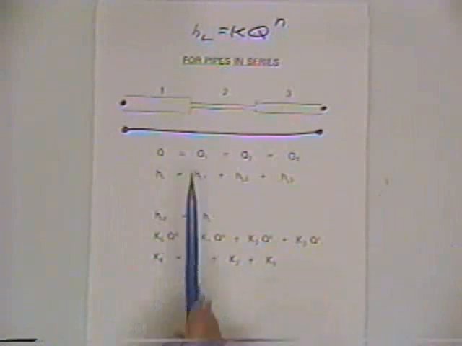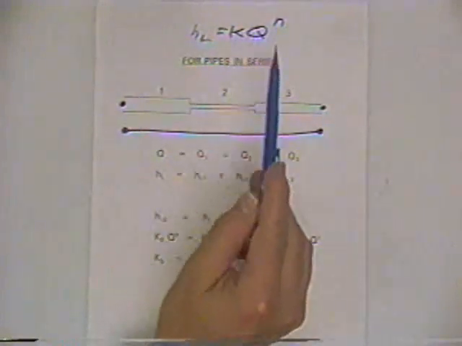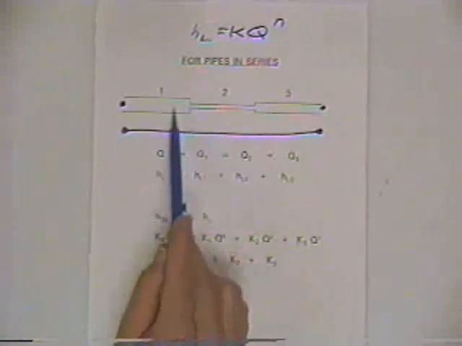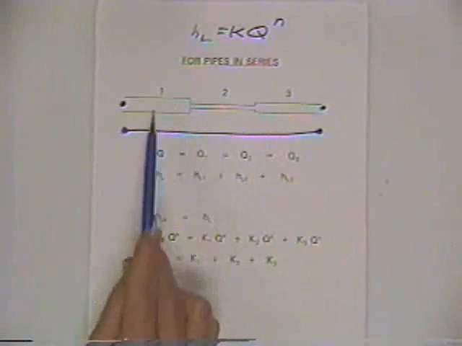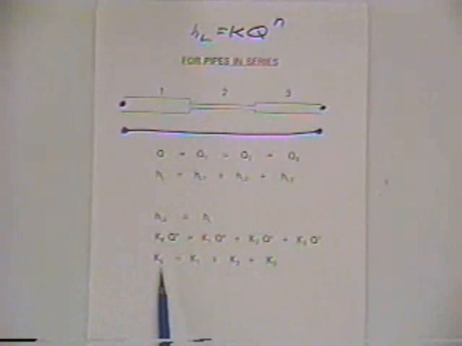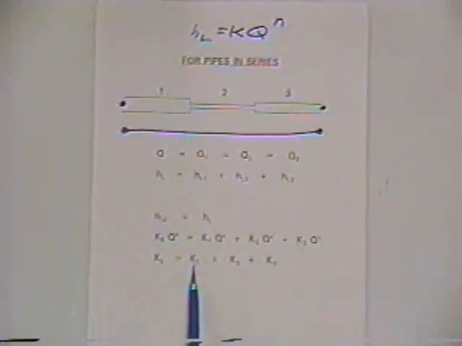So the head loss in the equivalent pipe is just the K of the equivalent pipe times Q to the power, and then the head loss in the three pipes is just KQ to the N for the first pipe plus the second pipe plus the third pipe, each time expressing head loss with that basic relationship. All of that is just to say that for this equivalent single pipe, you just add the K's together. So there are fairly simple relationships for pipes in series. And likewise, there are comparable relationships for pipes in parallel.